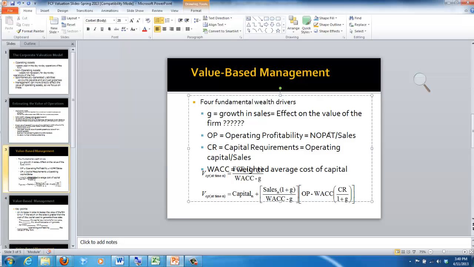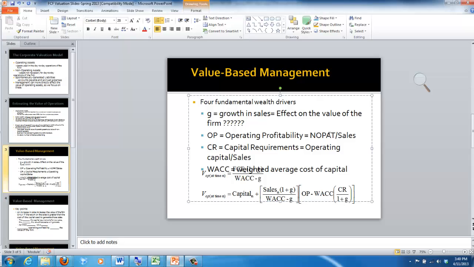Okay. So that one, we don't know the effect. If sales go up, it could decrease value or increase value. If sales go down, it could decrease value or increase value. It just depends on our next two factors. The next factor is operating profitability.